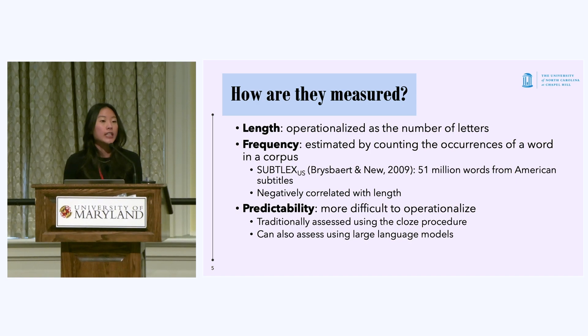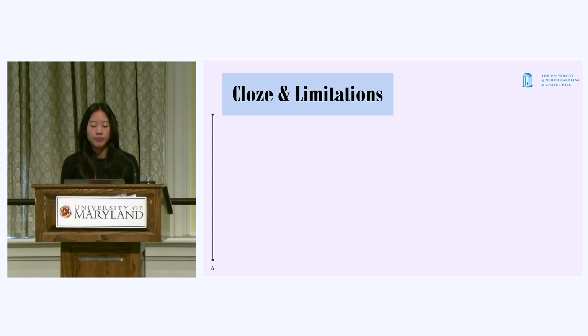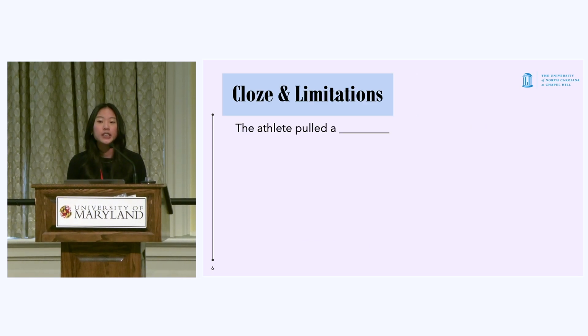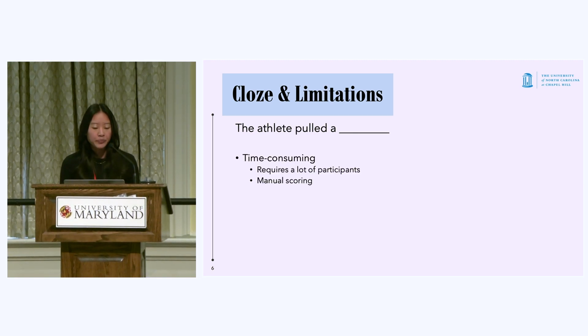And then predictability is a little bit more difficult to operationalize. So traditionally, predictability has been assessed using the cloze procedure, but can also be assessed using large language models, which will be another theme of my talk. The cloze procedure is a procedure where participants are given a text and they have to complete it with whatever word comes to mind. So for example, the athlete pulled a blank. Maybe some of you think of the word muscle here, and then I could count up the number of times muscle was provided by a given participant and get the probability of that word.